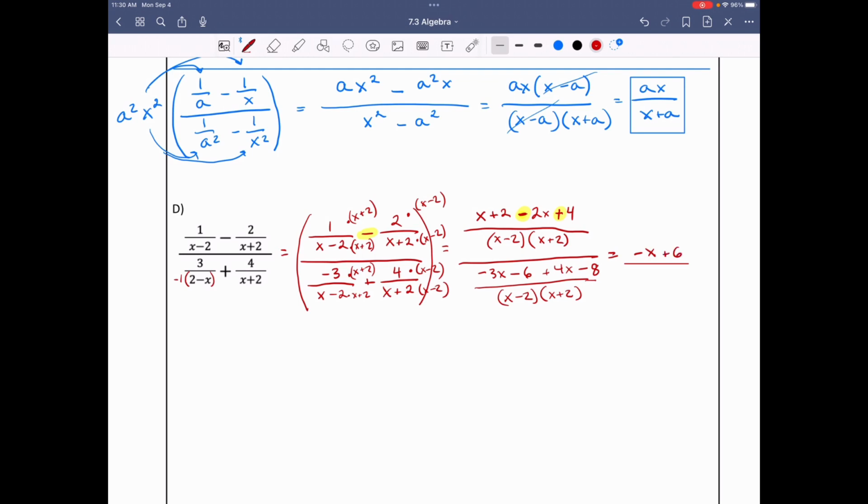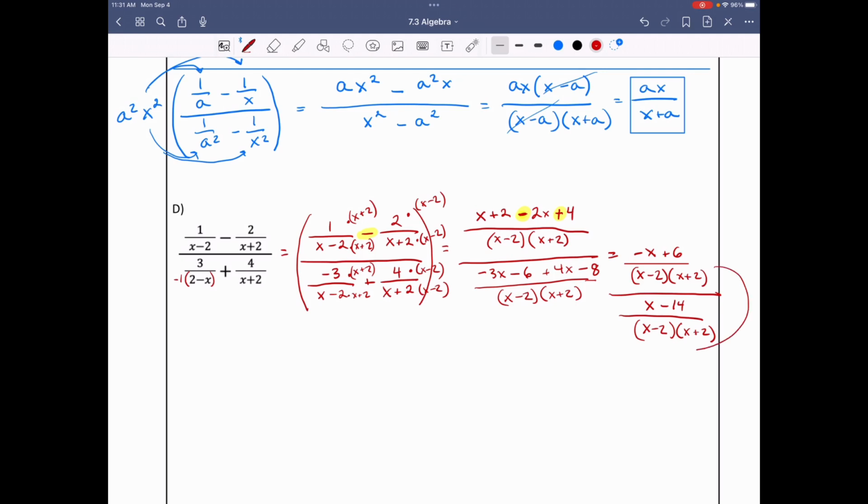And if you're not okay with a negative x, that's fine. You can write it as 6 minus x over that same denominator, x minus 2, x plus 2. And then it's all over, collecting like terms, 4x minus x is x, and negative 6 and negative 8 is negative 14, all over that same denominator, x minus 2, x plus 2.